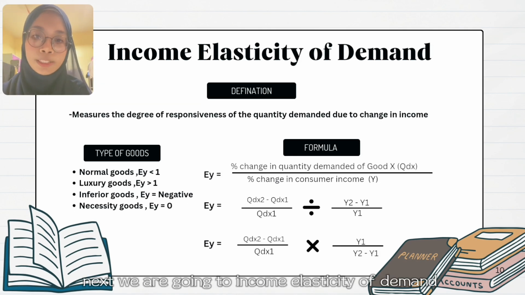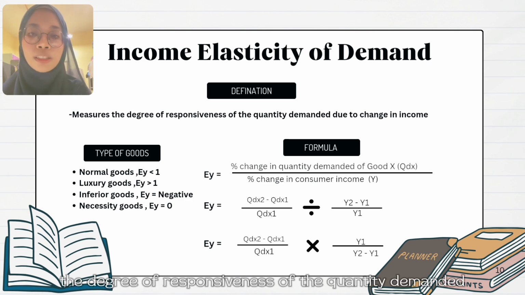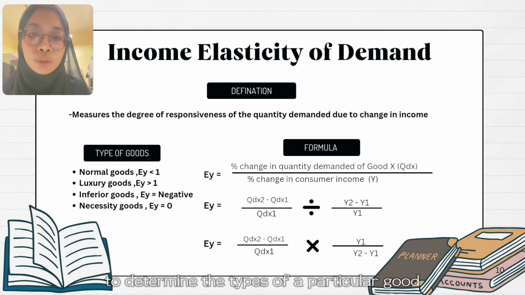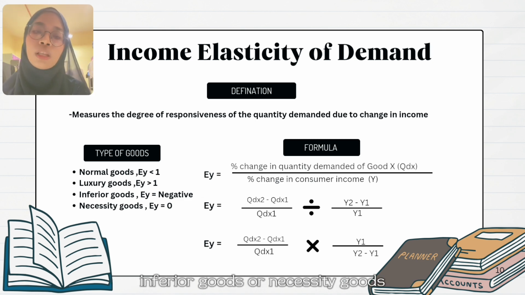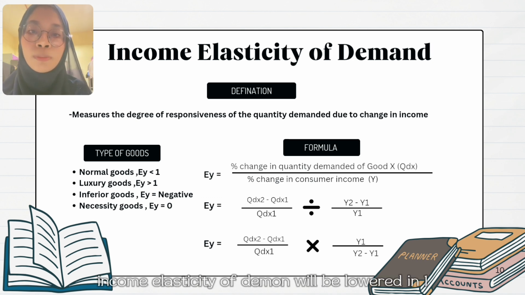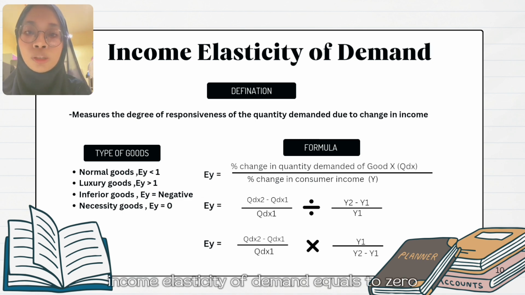Next, we are going to income elasticity of demand. The definition of income elasticity of demand is to measure the degree of responsiveness of the quantity demanded due to a change in income. Income elasticity of demand is calculated to determine the type of a particular good, whether it is a normal good, luxury good, inferior good, or necessity good. For normal goods, income elasticity of demand will be lower than 1. For luxury goods, it will be greater than 1. For inferior goods, it equals negative. For necessity goods, it equals 0.